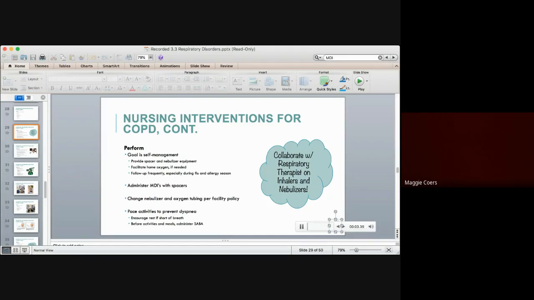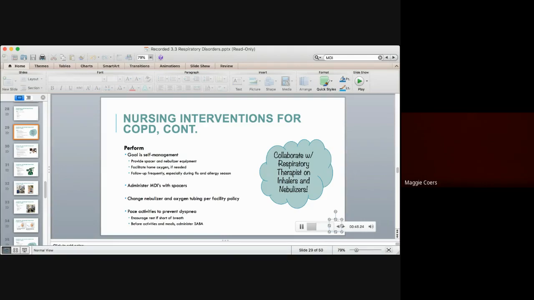Things that the nurse is going to do then. First of all, the goal with COPD or with any chronic disease is to get the older adult to do their own stuff. So we need to provide them with what they need in order to be able to do that. Remember, we always want the older adult to be as independent as possible. So it may be getting a spacer to help with their inhalers. We need to facilitate home oxygen. The nurse participates in this, but usually the respiratory therapist, okay, helps also get home O2 set up for the patient if the patient needs that.